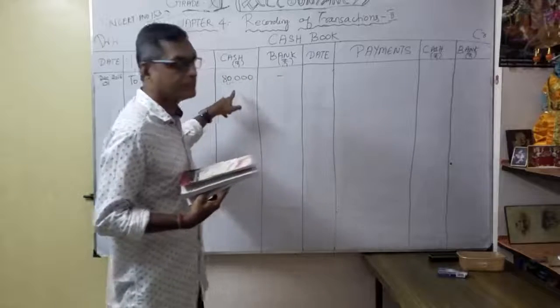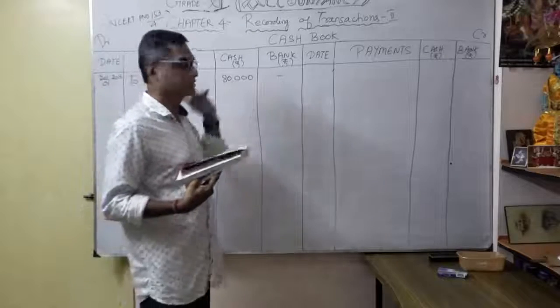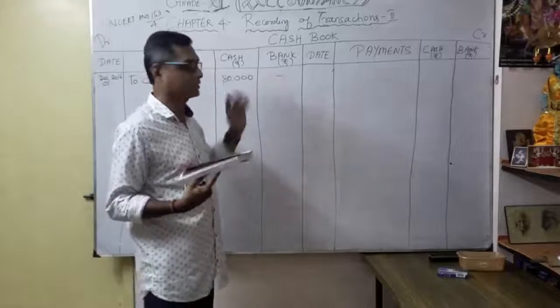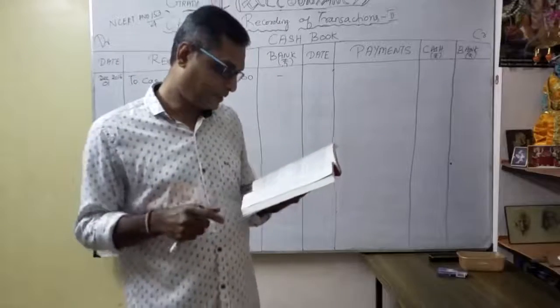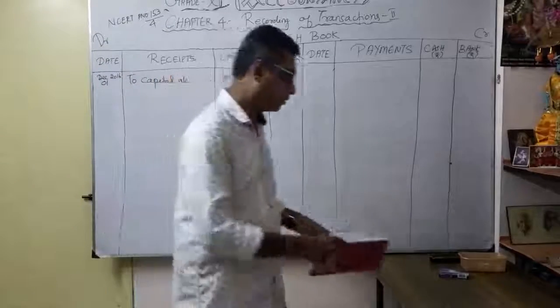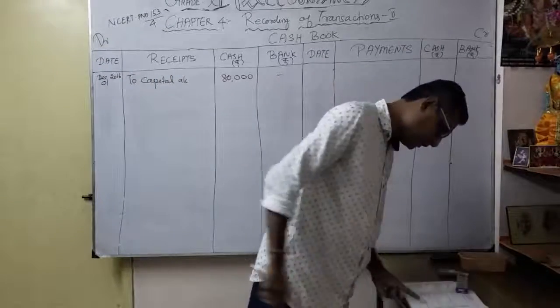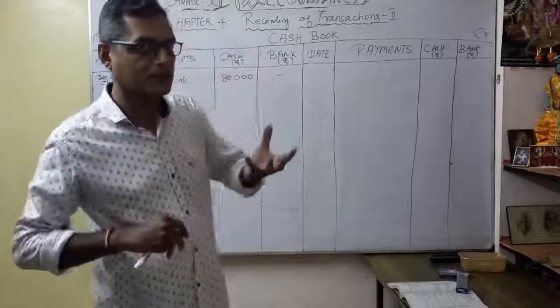Suppose whenever any transaction is in cash, here you put a dash for easy understanding, no confusion. Okay, so we completed our transaction 1. Then deposited into bank. It's a very, very important transaction. December 4, deposited into bank. How much? 50,000. So as you know, journal entry. Deposited into bank. So what will happen?